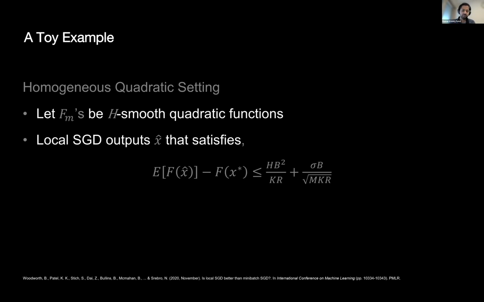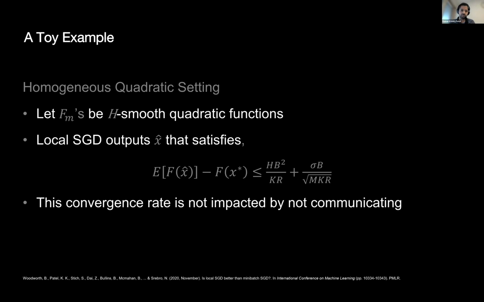You can find it in our paper, which satisfies this upper bound, HB² over KR plus sigma B over square root MKR. So you can see that there's a benefit of collaboration which appears through the second term. So if the second term is the dominating term in the upper bound, then you would linearly, in fact, benefit from increasing the number of machines.